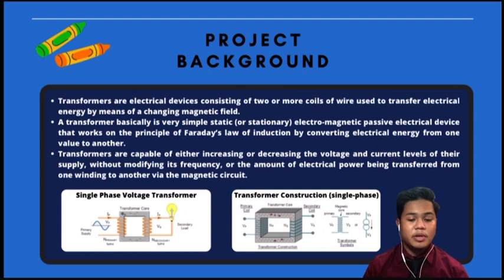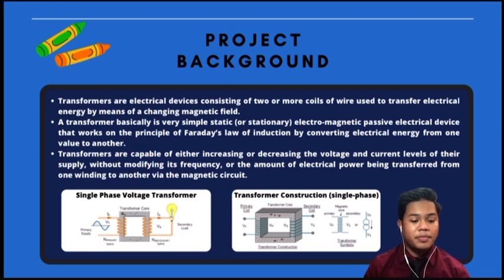The voltage transformer can be thought of as an electrical component rather than an electronic component. A transformer is basically a very simple static electromagnetic passive electrical device that works on the principle of Faraday's law of induction by converting electrical energy from one value to another. The transformer does this by linking together two or more electrical circuits using a common oscillating magnetic circuit which is produced by the transformer itself.